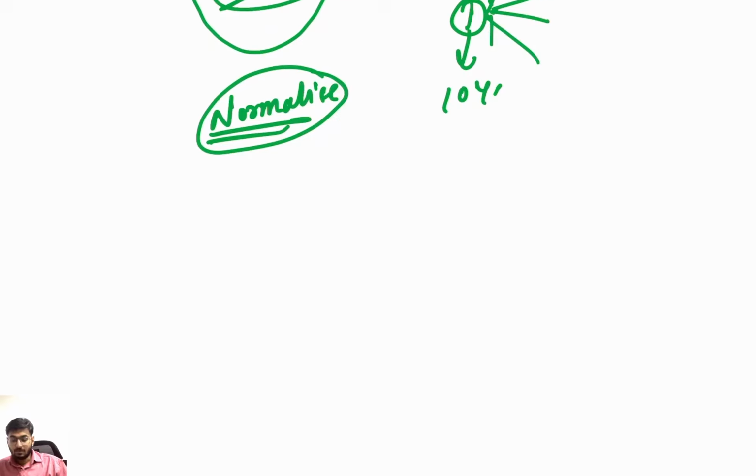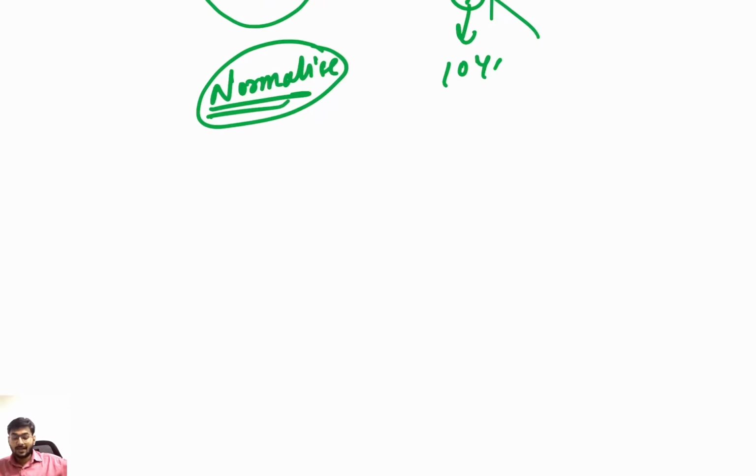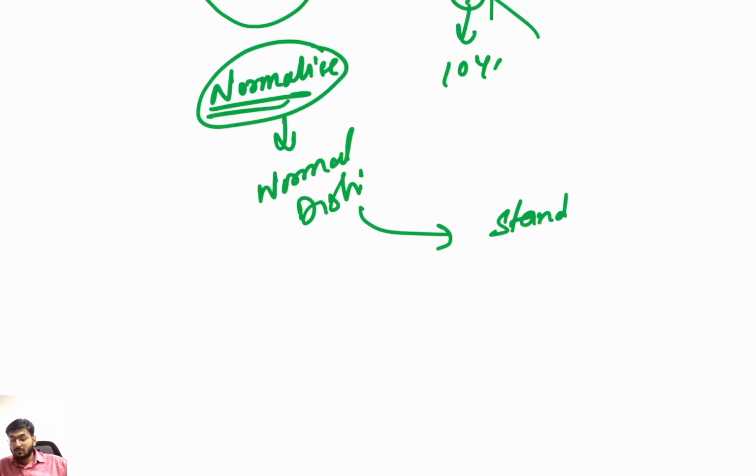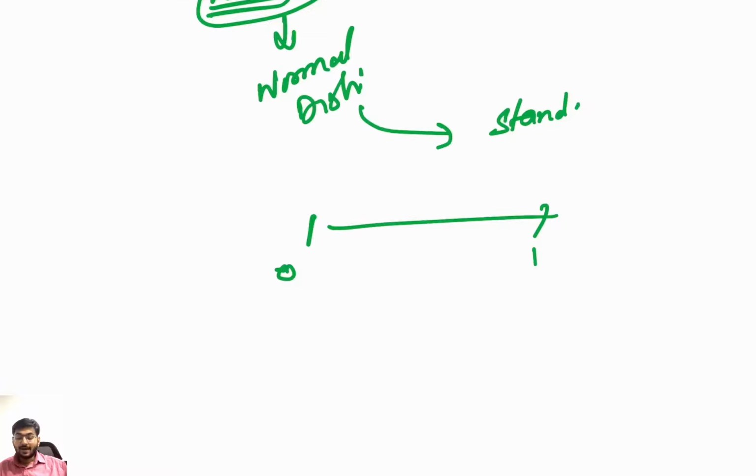Clear? So now I am saying normalizing it. It's like a normal distribution. And when I normalize it, it becomes a standard distribution where the values range between 0 to 1. Clear? So why do I need to normalize it?